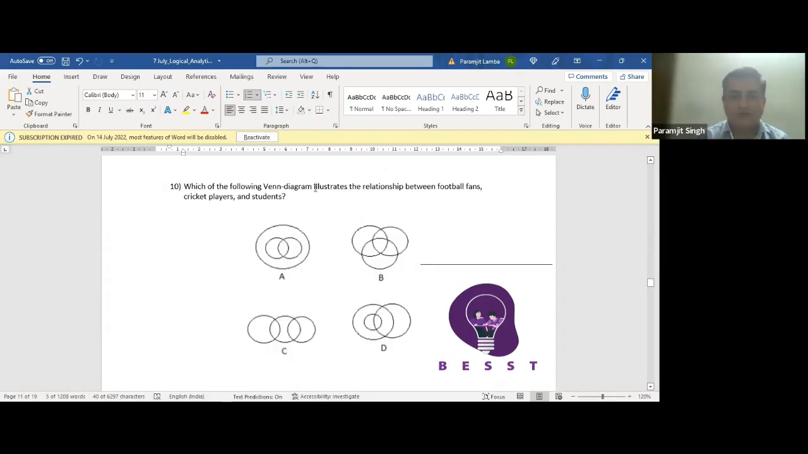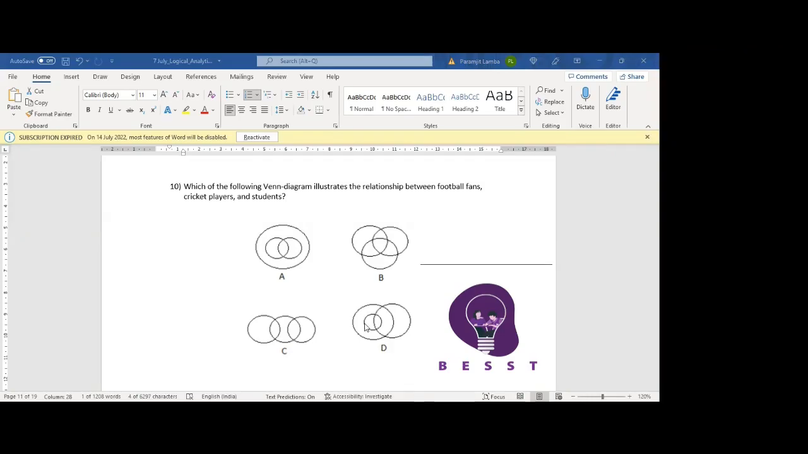Next, which of the following Venn diagrams? See, this is the spelling of Venn. Which of the following Venn diagrams illustrates the relationship between football fans, cricket players, and students? Please tell me which of these diagrams best illustrates the relation between football fans, cricket players, and students? Sir, option B would be there.